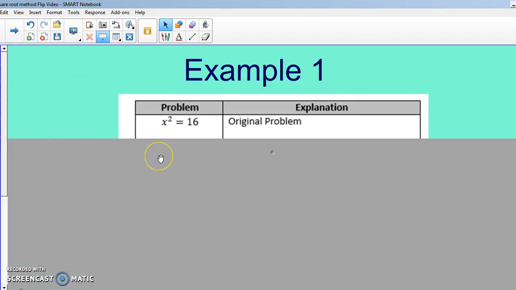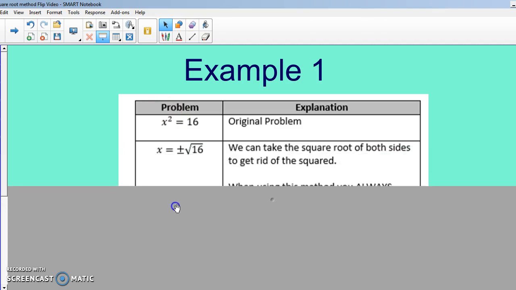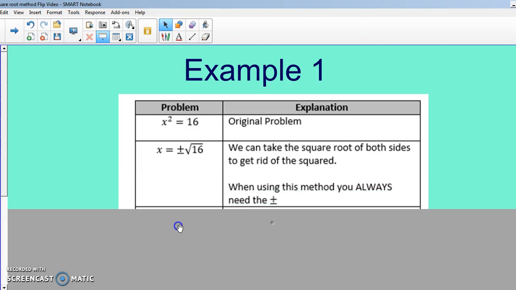The first example that we're going to look at is x squared equals 16. First of all, you need to decide, can you use the square root method? We can use the square root method here because there's no b value. So there's no just x. We have an x squared. So in order to get rid of the squared, we're going to take the square root of both sides. Taking the square root of both sides is going to get rid of our x squared.